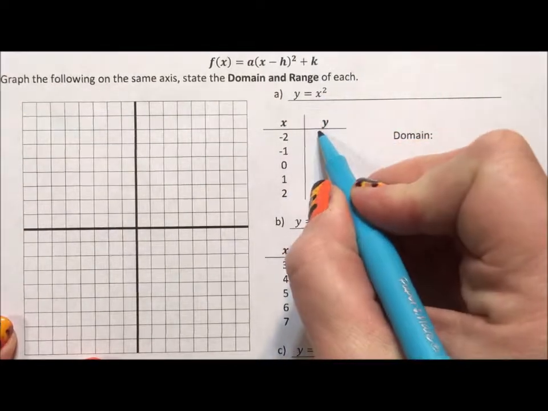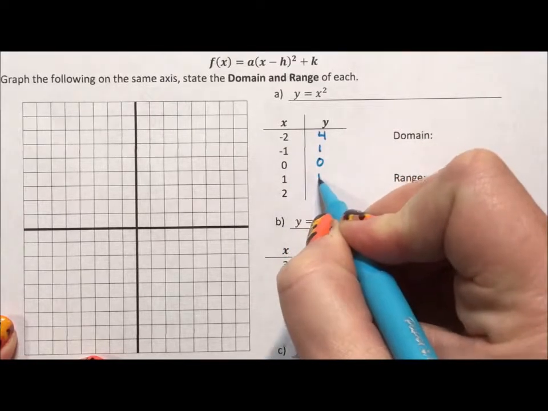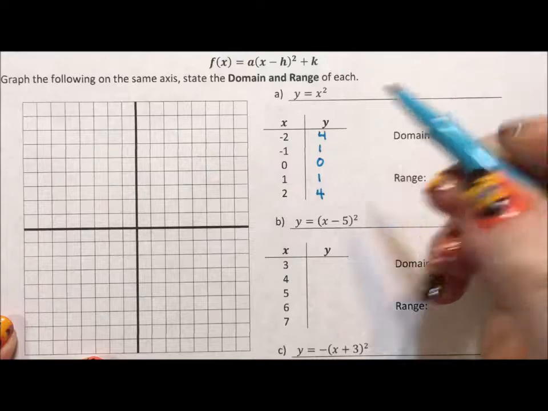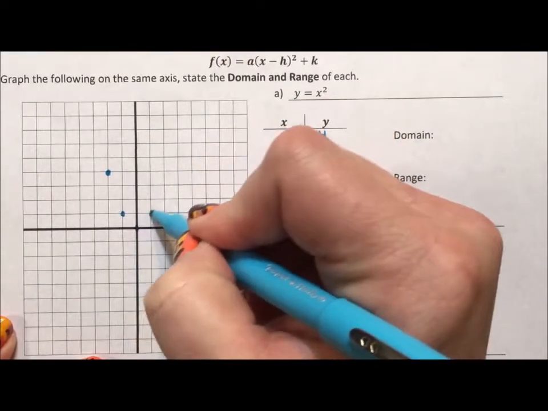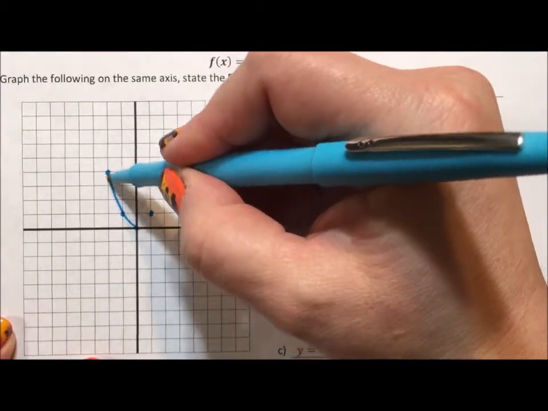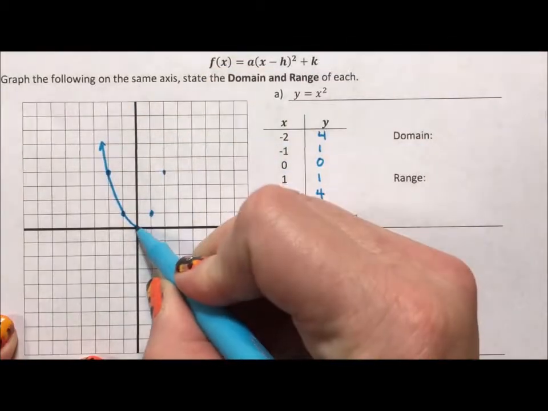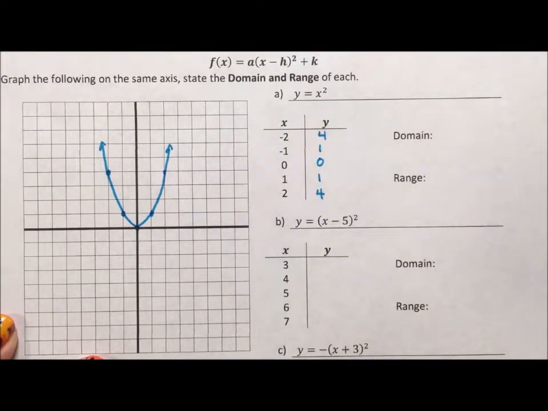So negative 2 squared is 4, negative 1 squared is 1, 0 squared is 0, 1 squared is 1, and 2 squared is 4. So I plot negative 2, 4; negative 1, 1; 0, 0; 1, 1; 2, 4, and then I'm going to connect these dots in a smooth, continuous curve. And there is my most basic of parabolas.